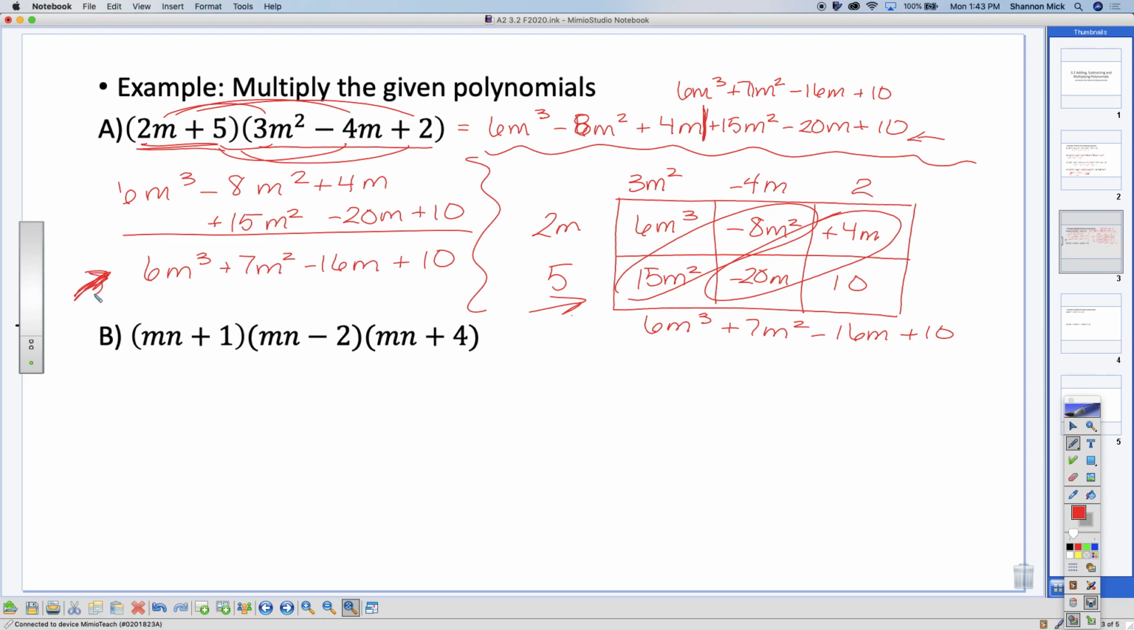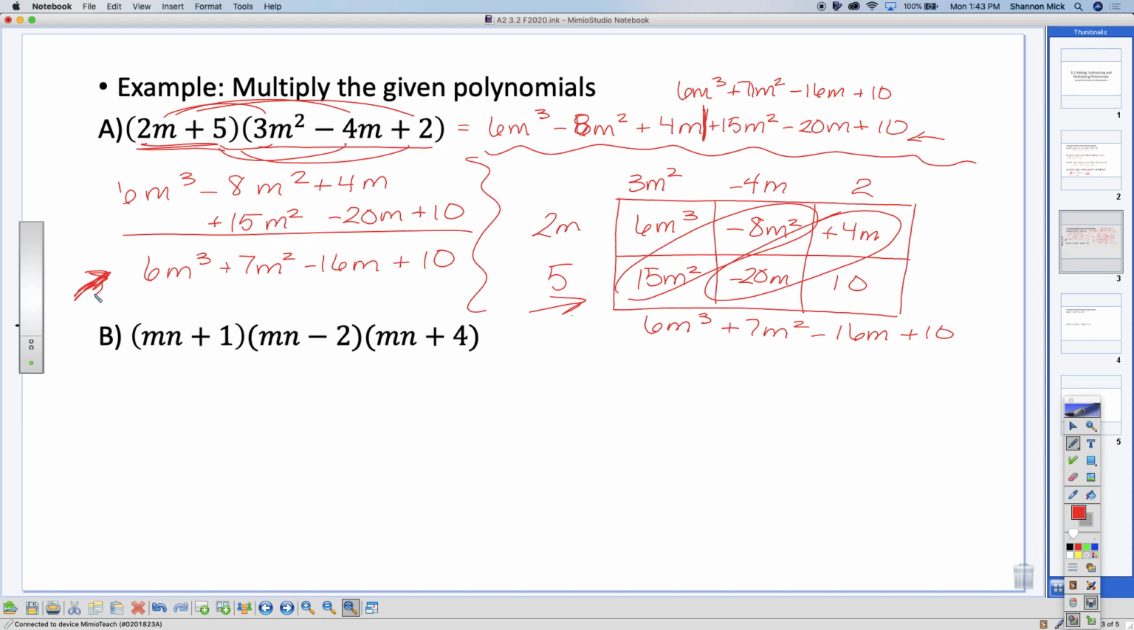Did you guys like this one when I put it up there? I don't understand it. How? You just look down, you line up like terms. So like if I didn't have a 20m, I just leave that blank. Okay. You just line up like terms. So then when you add them, they're already there.